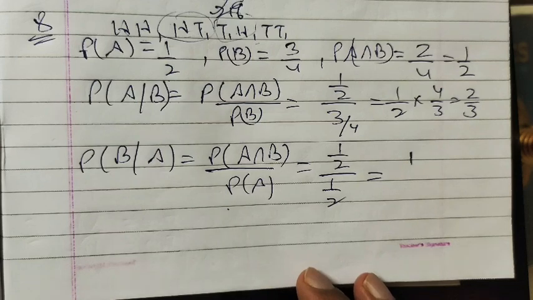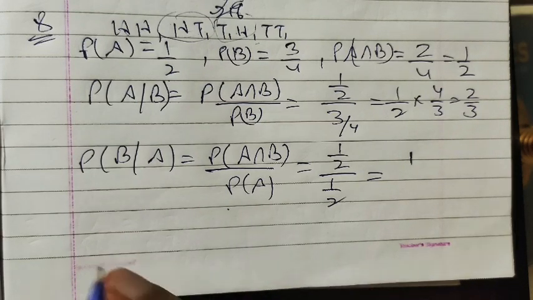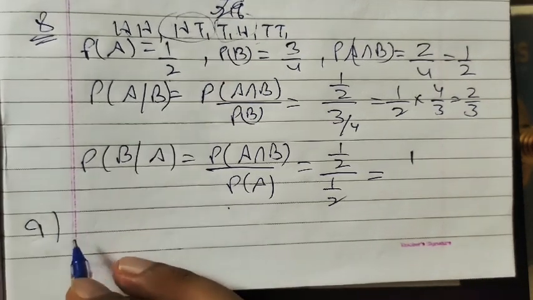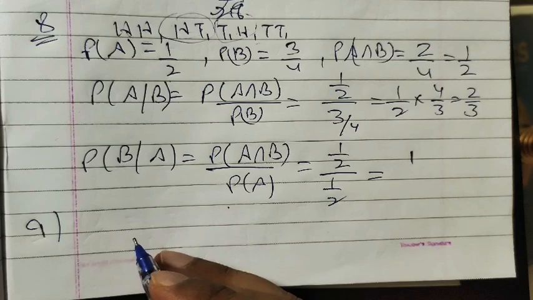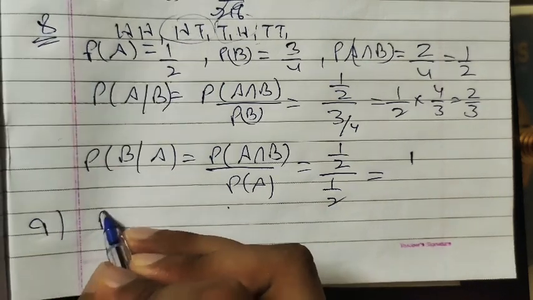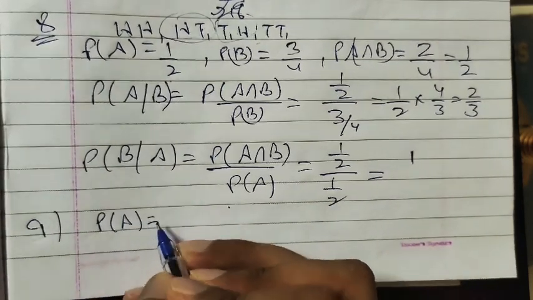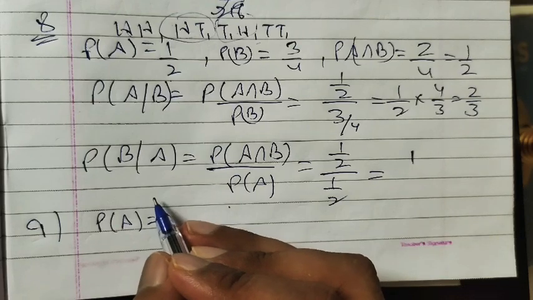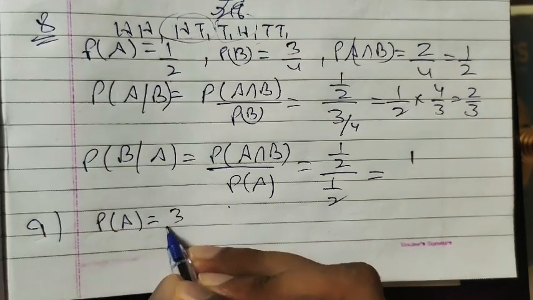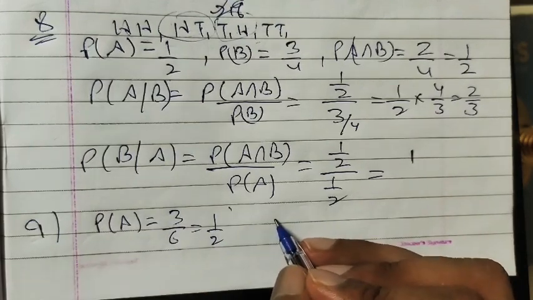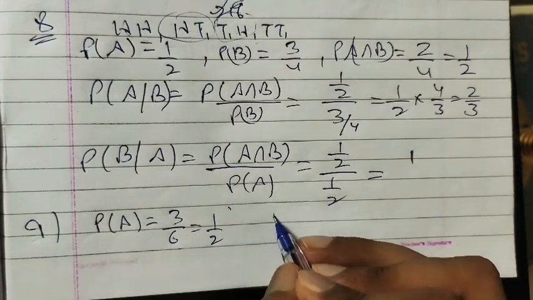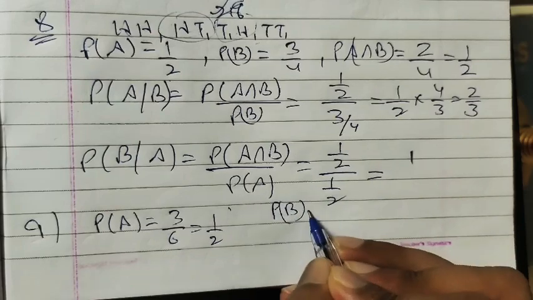Next, question number 9. A die is rolled, right? If the outcome is an odd number, what is the probability that it is a prime number? So if the outcome is an odd number, either we can have 1, 3 or 5. So 3 upon 6, 1 by 2. So probability of prime number.